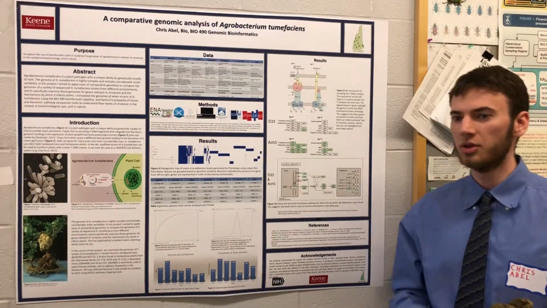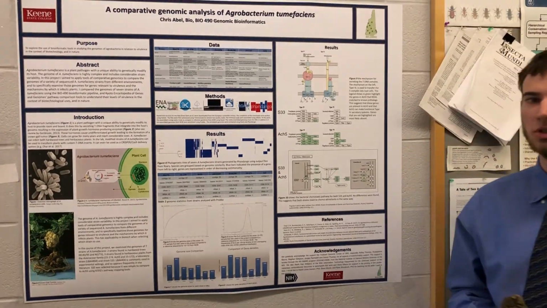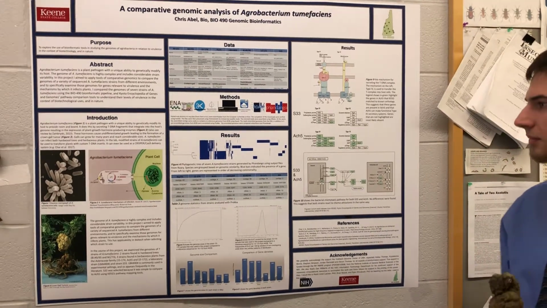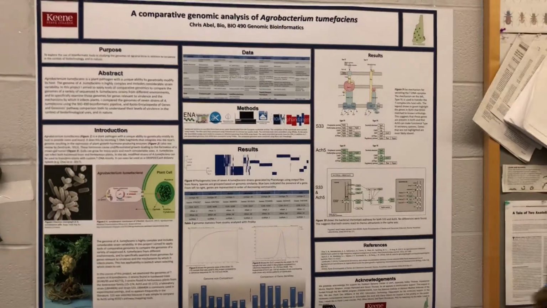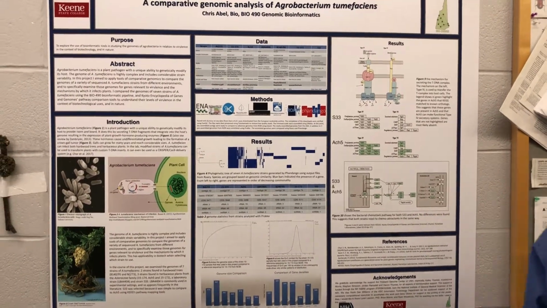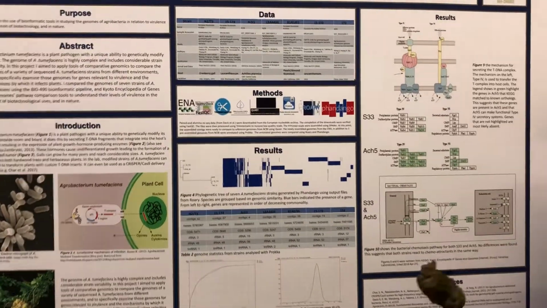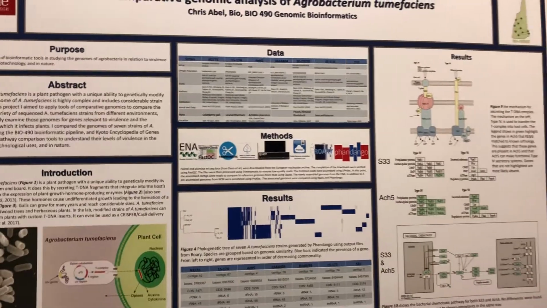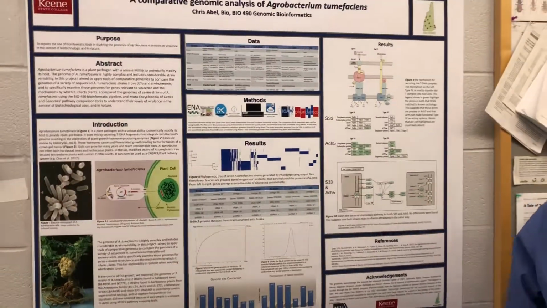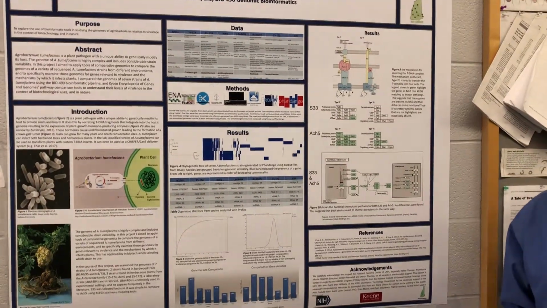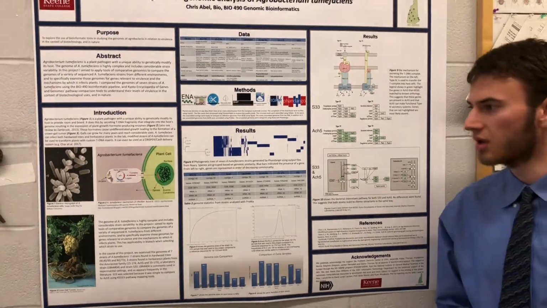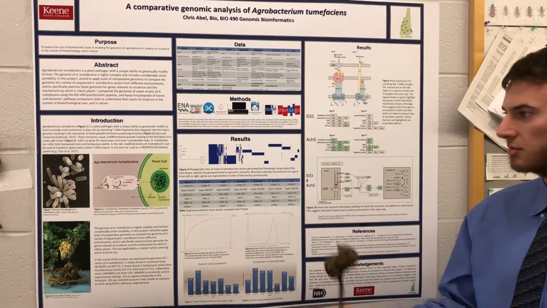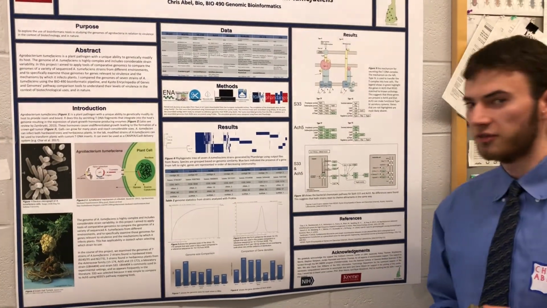So I started with data from the European Nucleotide Archive, as well as NCBI, and I wanted to look at the genomes of these bacteria and compare different strains of bacteria in order to check for candidates that have good potential in biotechnology uses, because the agrobacterium are used to transform plants with custom DNA inserts, which is a very useful technology.